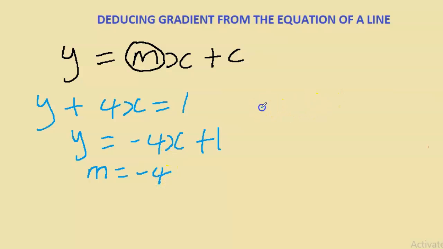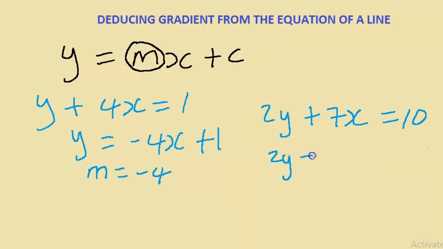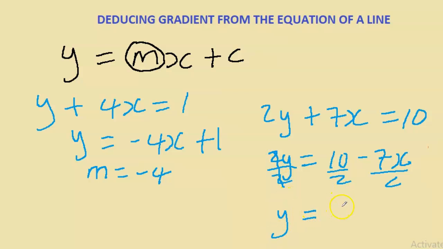Suppose you have something like 2y plus 7x equal to 10, and I ask you, what is the gradient of this line? Then you will say, you have to transpose for y, right? So we transpose for y, so you have to move that 7x, so 10 minus 7x, take 7x from both sides, so the 7x will be gone, and the group over here, so it's negative 7x. Alright, so we divide both sides by 2. So 2 into 2, 1, so you have 1y. 10 divided by 2, that's what, 5?